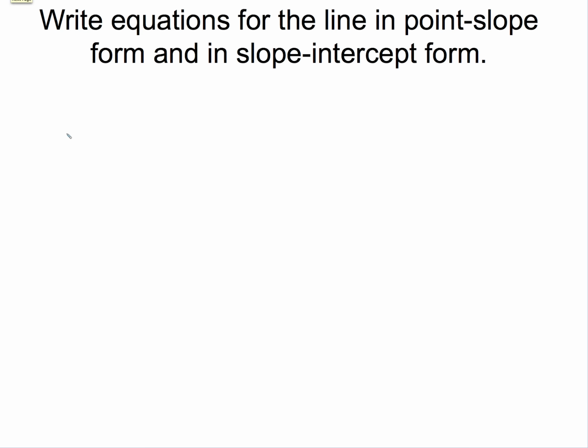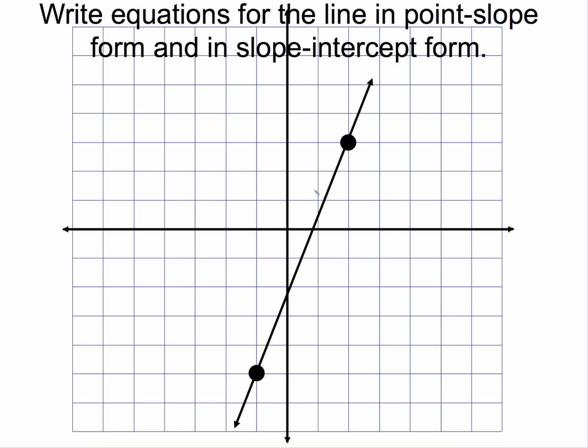Another example. Write equations for the line in point-slope form and in slope-intercept form. So let's just start with point-slope, okay? So here we have the problem. Here's the line that they're giving us, and we need to write it in point-slope form. Well, let's take out the information we know. We have two ordered pairs, so those two ordered pairs would be 2, 3, and -1, -5.